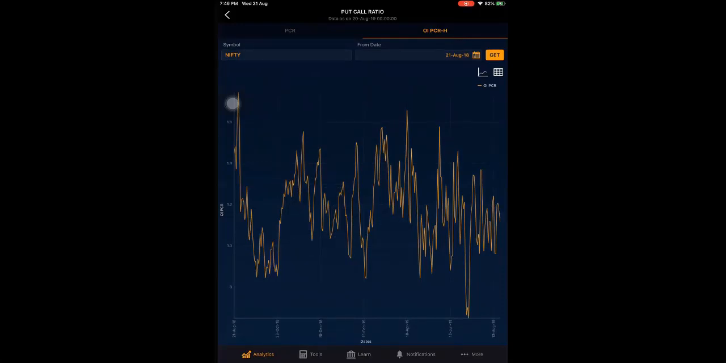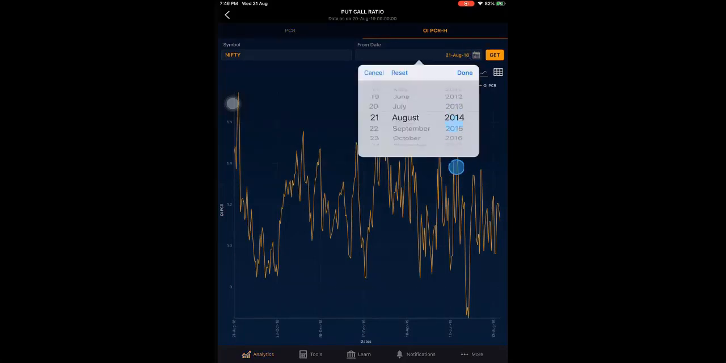Now in PCR, you have a historical PCR. You can go back to the time period you want and see the historical PCR.